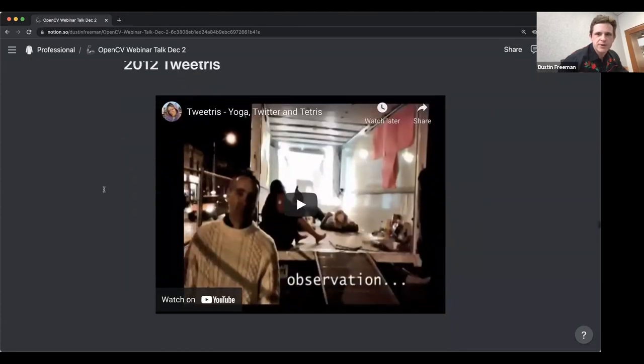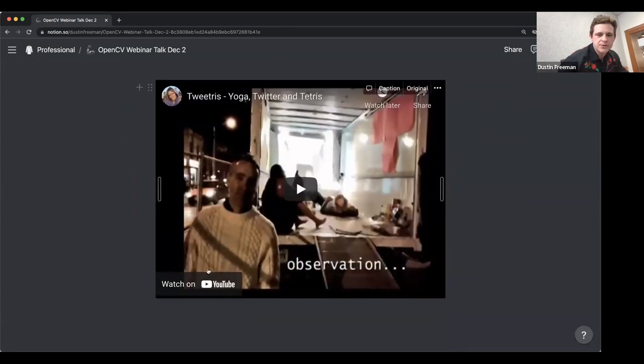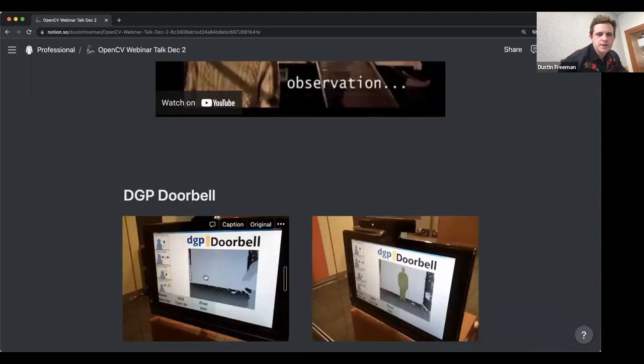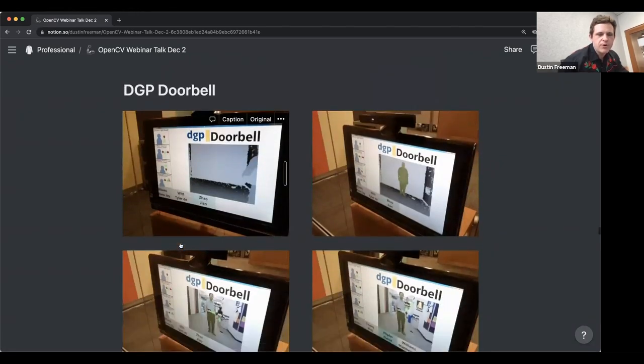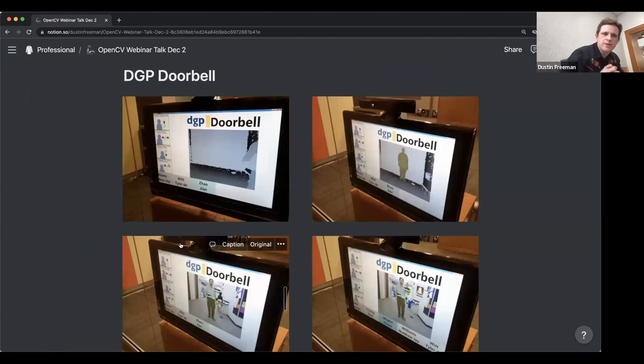I'm going to skip over this because I want to get into other stuff, but I did build a version of Tetris that you play with your body. I'm going to talk more about noise. So DGP was the name of my lab at the University of Toronto. To try out some more of these ideas, we built a doorbell with instructions of what gestures to do.